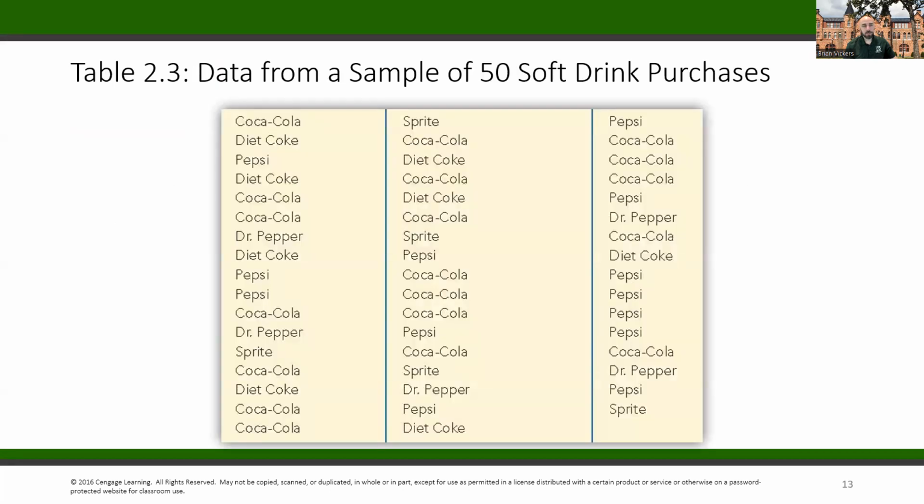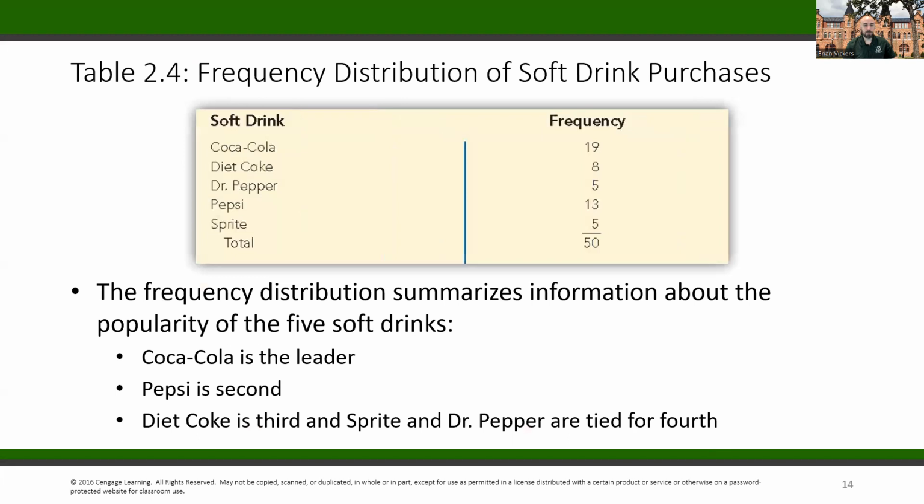50 soft drink purchases, and we're trying to see maybe how many people bought Coca-Cola, how many people bought Pepsi, Dr. Pepper, etc. This is categorical data. I can't do math on Diet Coke and Sprite, right? This is just data that gives us some information, but no arithmetic can be done on these specific words, right? So we look at a frequency distribution of those. How many people purchased Coca-Cola? 19 out of the 50.